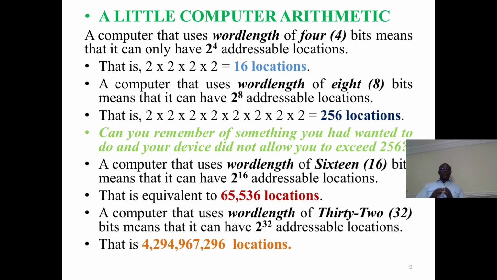not mathematics, simple arithmetic. Say a computer that uses word length of 4 bits means that that computer can only have 2 raised to power 4 addressable locations, which is 16 locations. Likewise, a computer that uses word length of 8 bits means that that computer can have 2 raised to power 8 addressable locations. That is 256 locations.